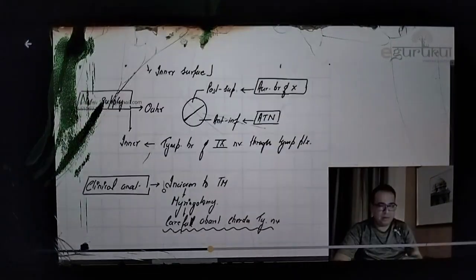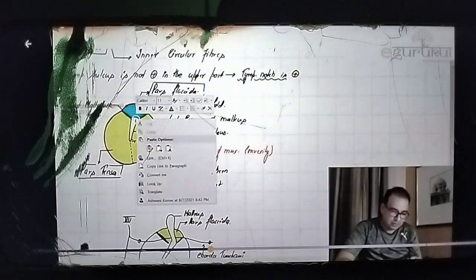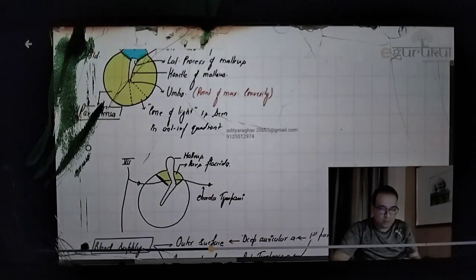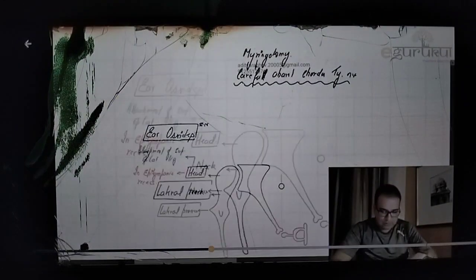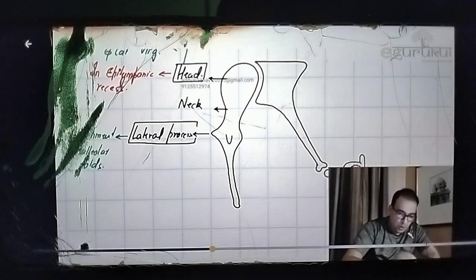Look at this picture of the tympanic membrane. See, that's what we said, guys. This here is the lateral process, and we have the anterior malleolar fold and posterior malleolar fold here. So when you look at the lateral process, the malleolar folds are attached to it. So that's the lateral process, the attachment of malleolar folds.